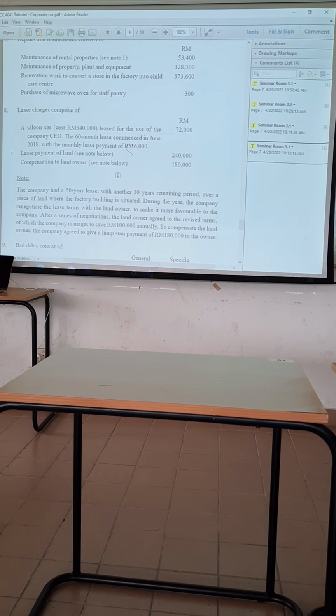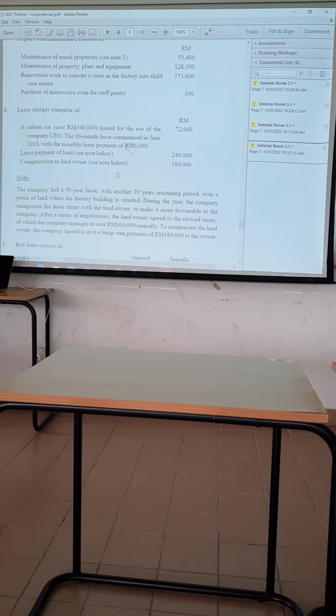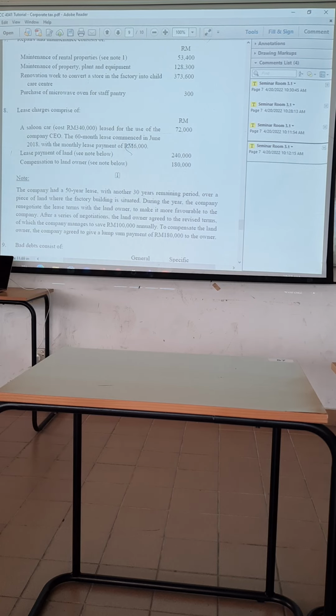See the different treatment? If the cost of the motor vehicle is 150 and below, you can claim these charges up to 100,000. So if you can claim up to 100,000, this year you only have incurred 72,000, so this one is allowable. You don't have to do adjustment. But in this case, the cost is 340,000, so you only allow 50,000. You paid 72,000 during the year, so mean that the balance 22,000 not allowed, because we only allow you 50,000.